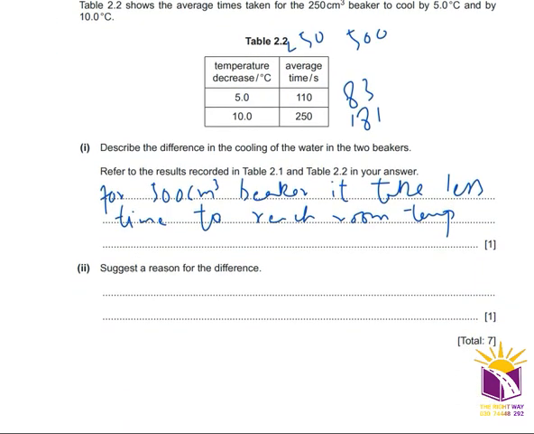Okay, suggest a reason for the difference. Very easy. The surface area. For the 500 centimeter cube beaker, the surface area is more than the 250 centimeter cube beaker.